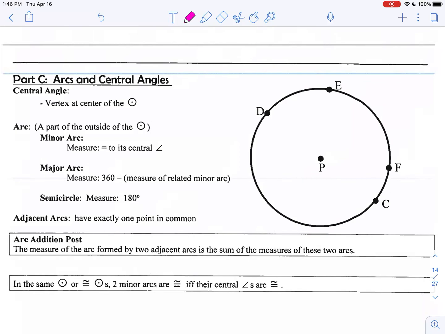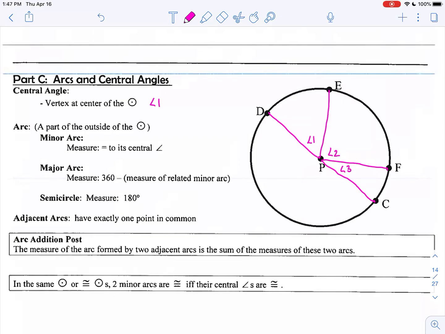So the central angle is an angle with the vertex at the center of the circle. For example, if I sketch in segments DP and EP, those radii, I get that the central angle is angle DPE. To make it easier, I'll label that angle 1, a quick reference for us. So an example of a central angle would be angle 1. Another central angle would be angle EPF, which we'll call angle 2. And then we'll call angle FPC angle 3.